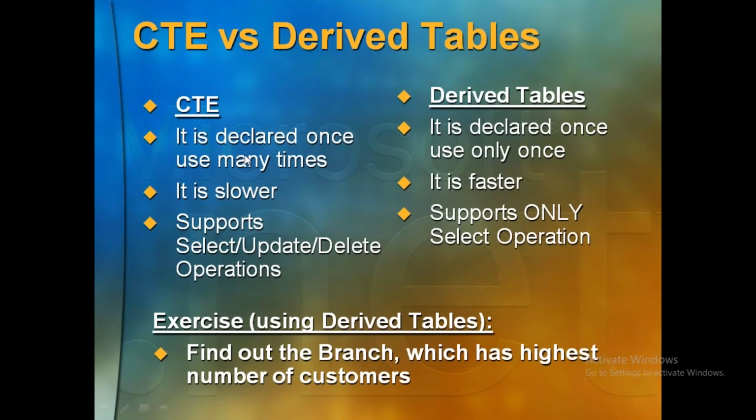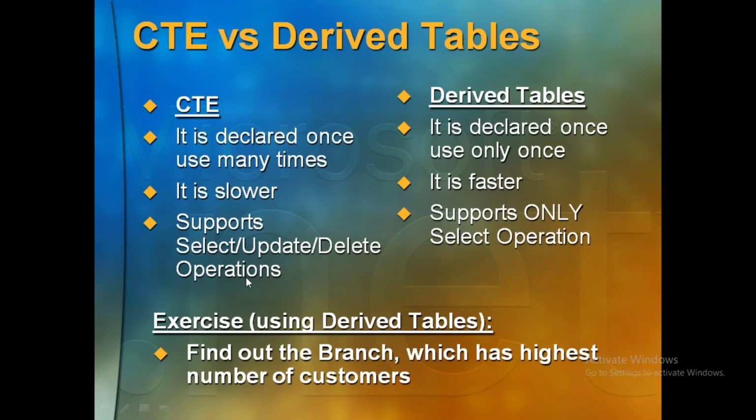A CTE is declared once and used many times within the query. A derived table is declared once and used only once. It's slower, but it's a bit faster because it's going to be used only once. A CTE supports select, update, delete operations, and a derived table supports only select operations. So you select from the derived table. You will not be able to write delete from a derived table. That is not allowed. Clear?